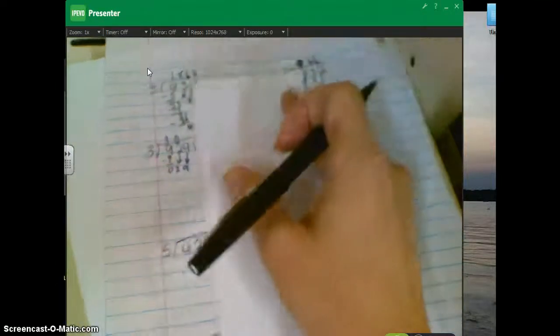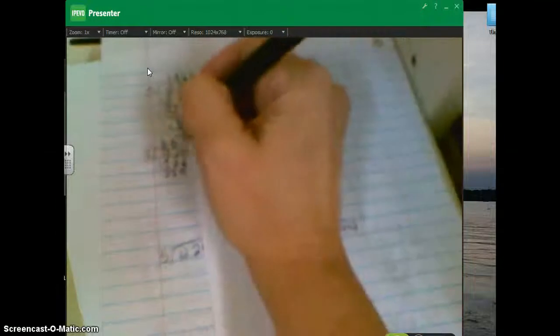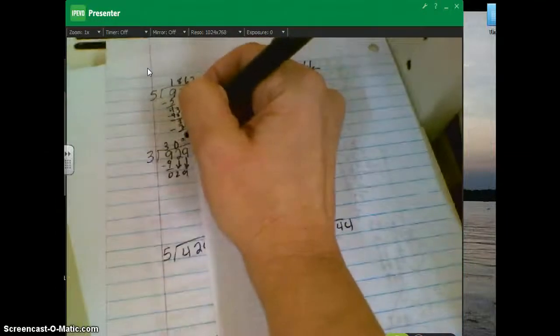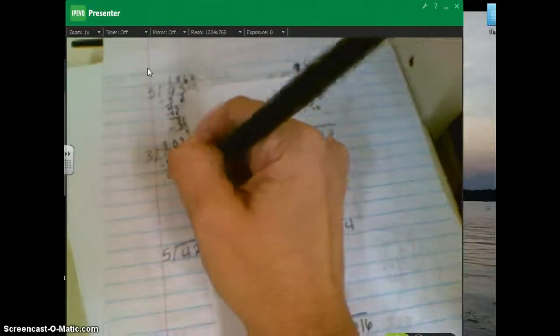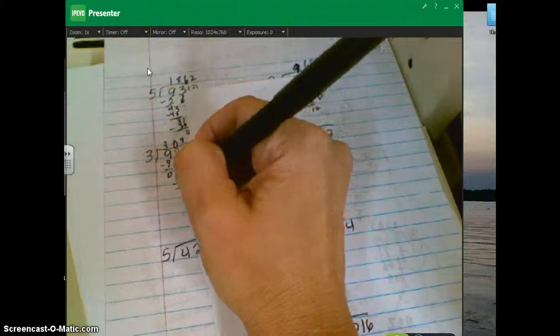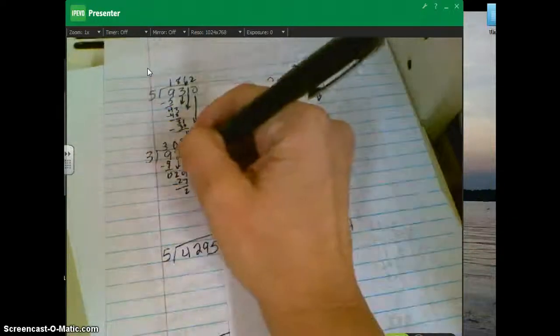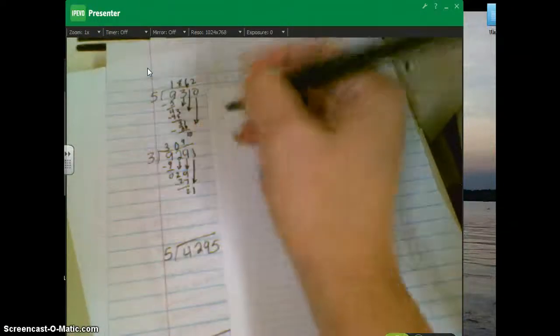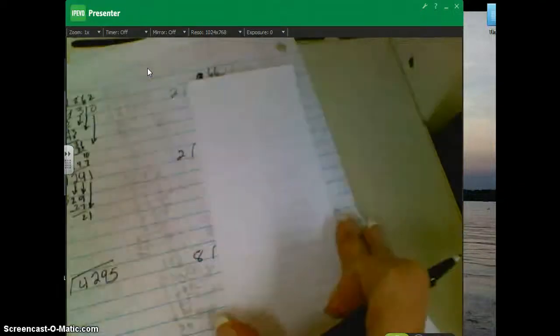Bring down your next one. And I'm going to have, oh, nope, I've got another one. I was afraid I was going to have a remainder there. 3 times 9 is 27. Get our 2 and bring down our last digit. 21. 3 times 7 is 21. And then we're done.